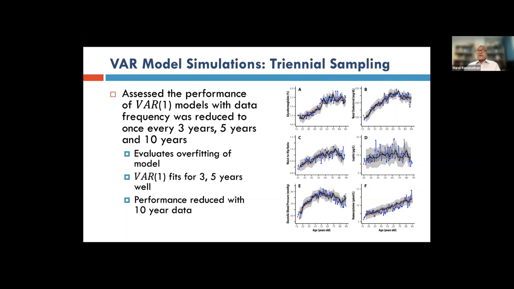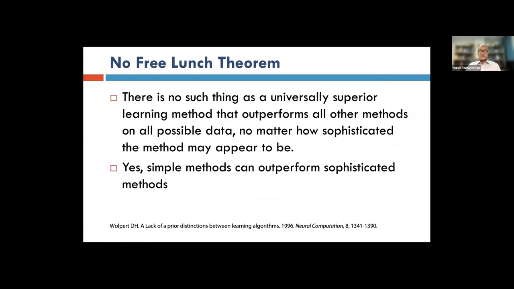And we found that we didn't do badly at all when we reduced the sampling to 3 years. And then, of course, we went overboard. We sampled every 5 and 10 years. And we found that our VAR1 fits were generally visually quite good for 3 and 5 years, which is reassuring. But the performance was reduced with the 10-year sparse sampling situation.